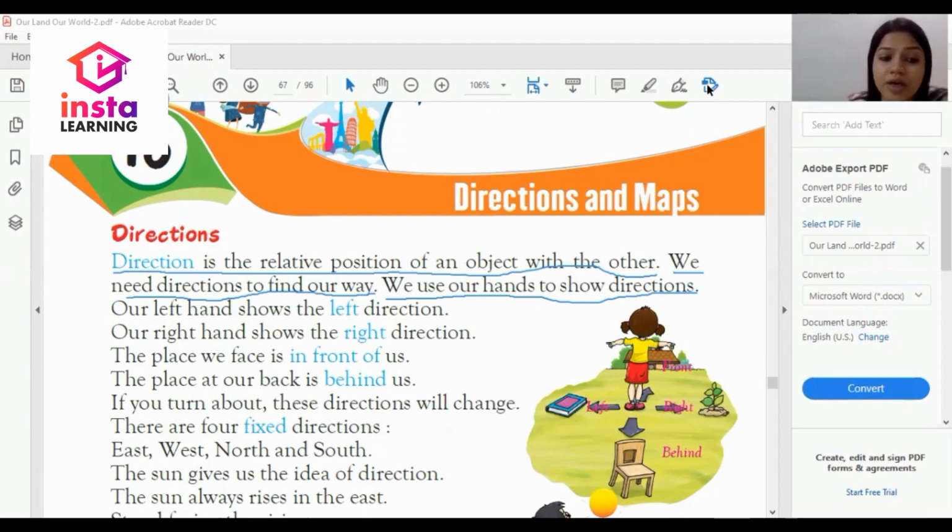So if you turn about, these directions will naturally change. There are 4 fixed directions.